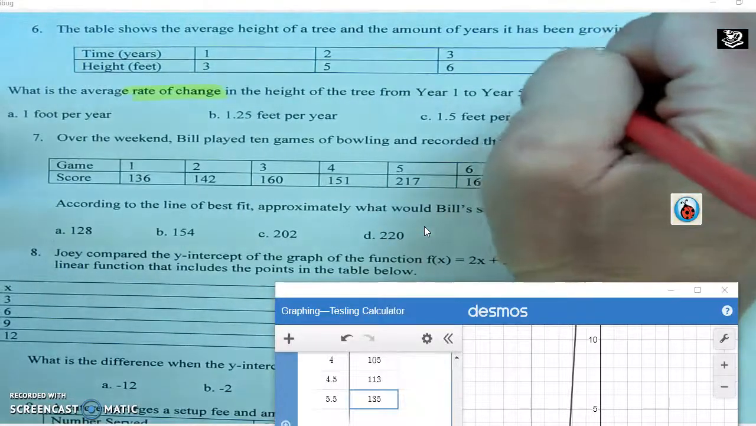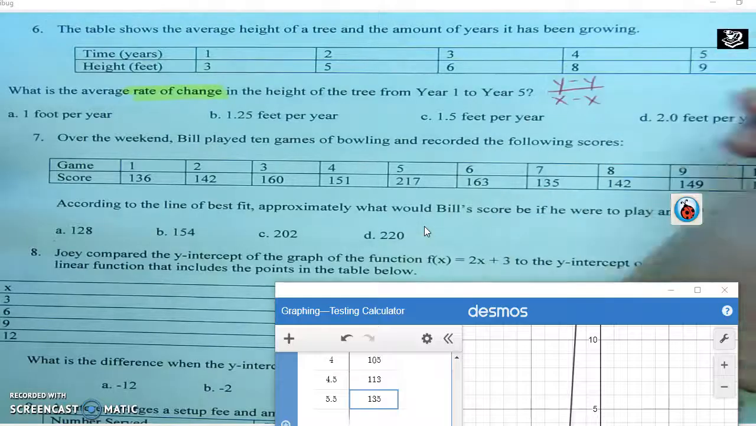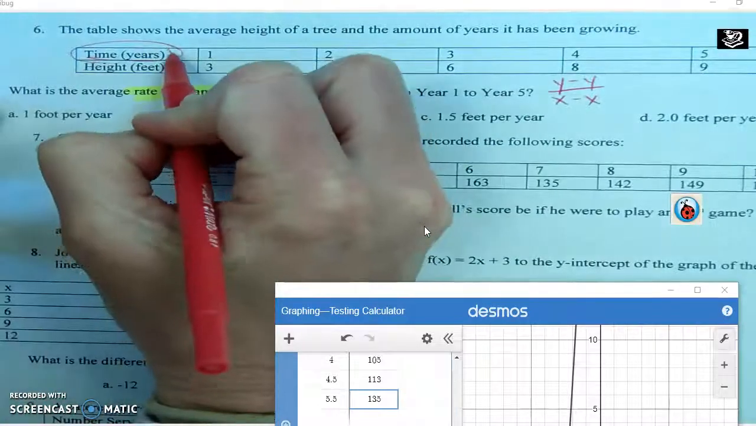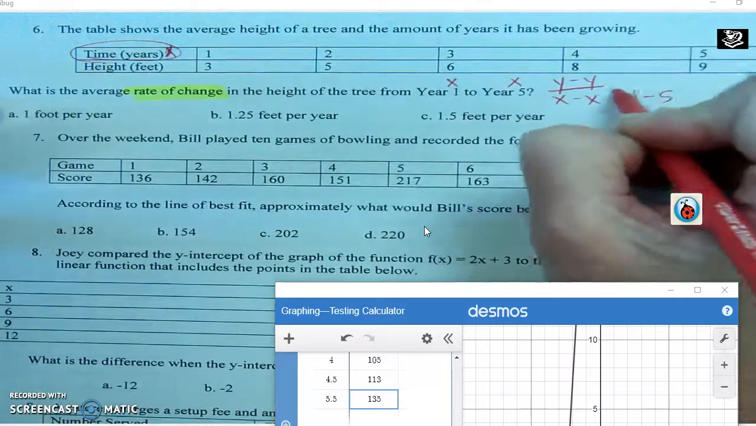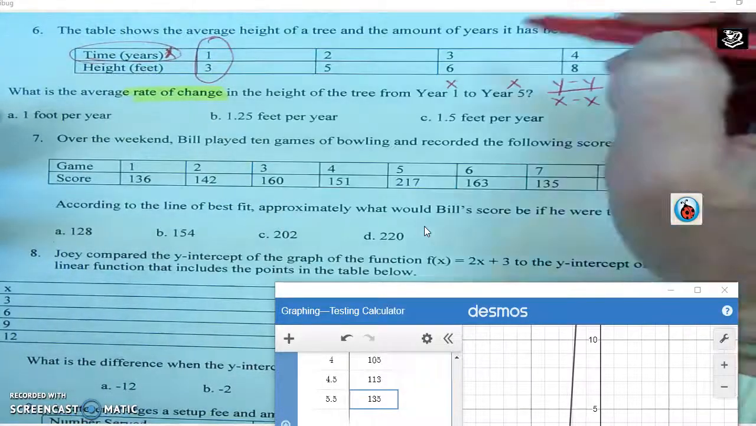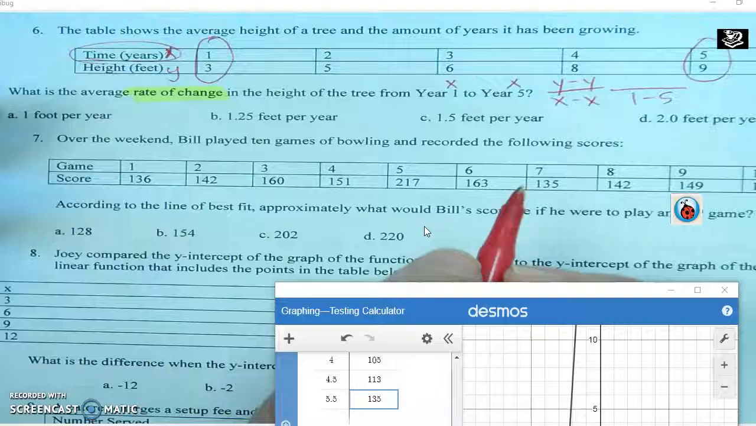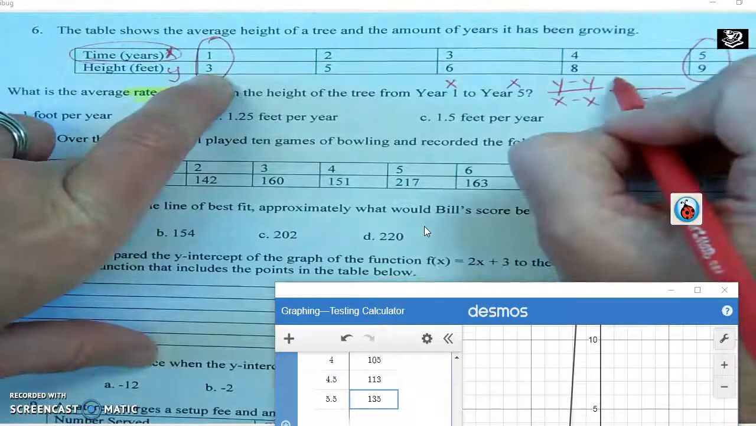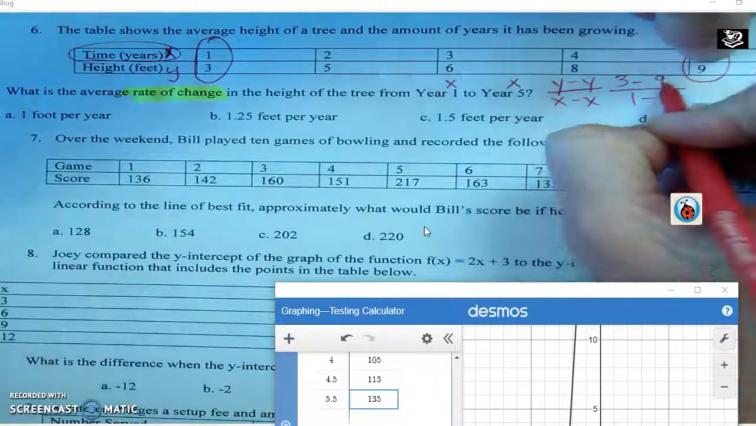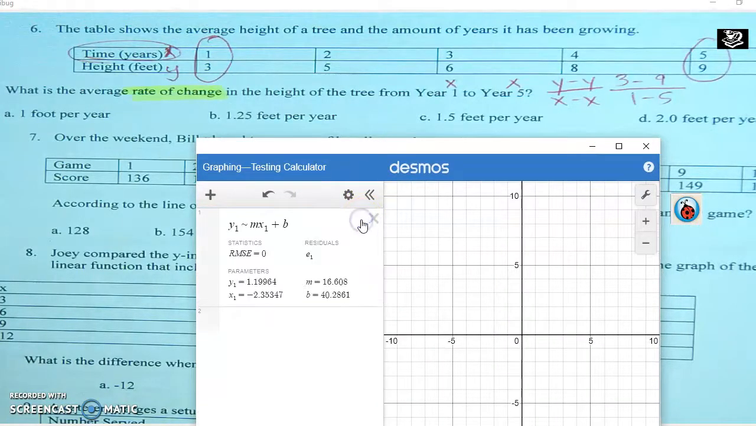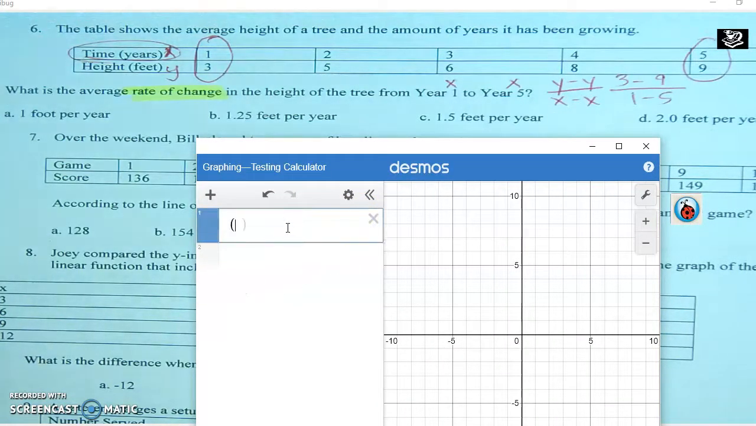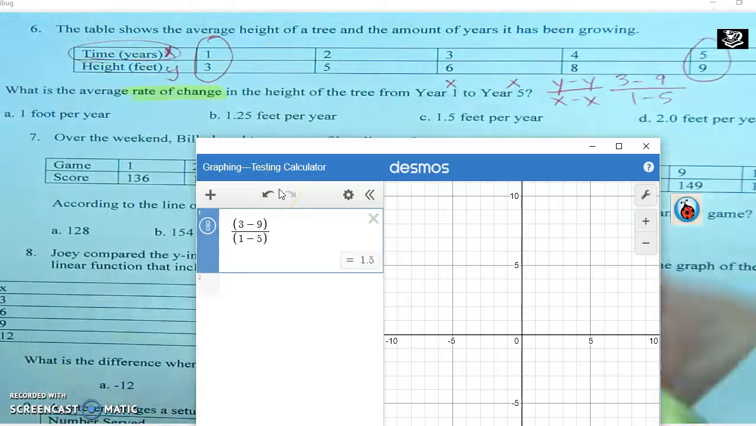The formula for rate of change is y minus y over x minus x. Years are your x values. That's time. So your x values are 1 and 5. And so you're going to look in the table this time for your y values. Your y values would be 3 and 9. You'll just look in the table and then you will type in your formula. Remember, use parentheses. 3 minus 9 divided by 1 minus 5, and you get 1.5, which is C.